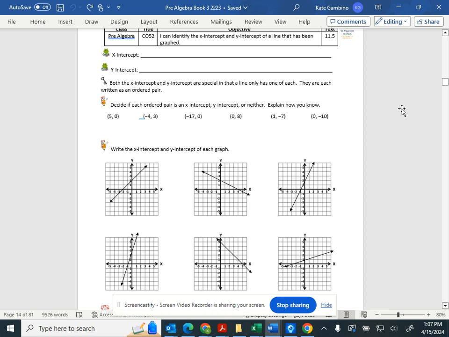Good afternoon. Today we are reviewing Unit 9. So we're going to see how much we can get through. We don't have a lot of time left in class.